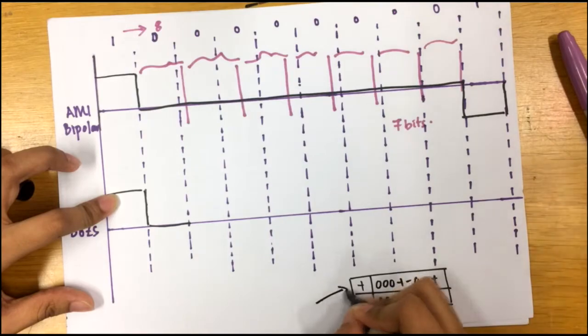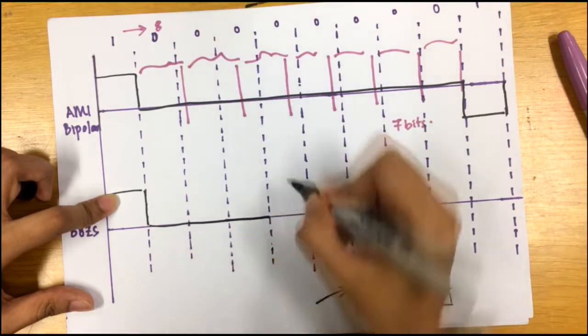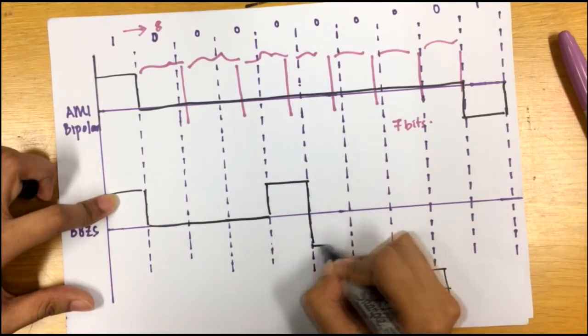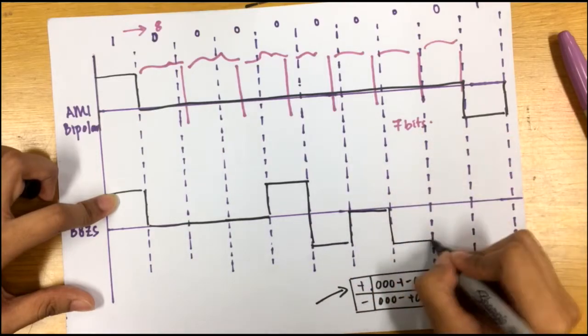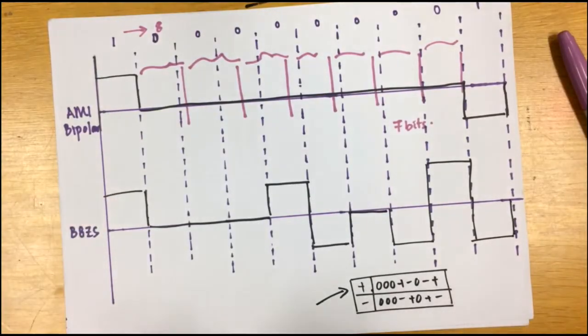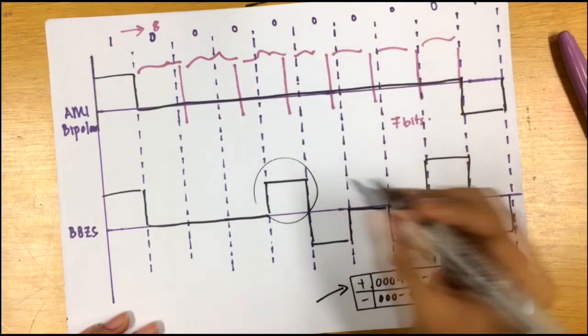So we are going to use 0, 0, 0, then back to positive voltage, then down to negative voltage, then back to 0, then negative, then to positive, and this is from 1. Okay, you might be wondering how the receiver will interpret this as 0 instead of 1.